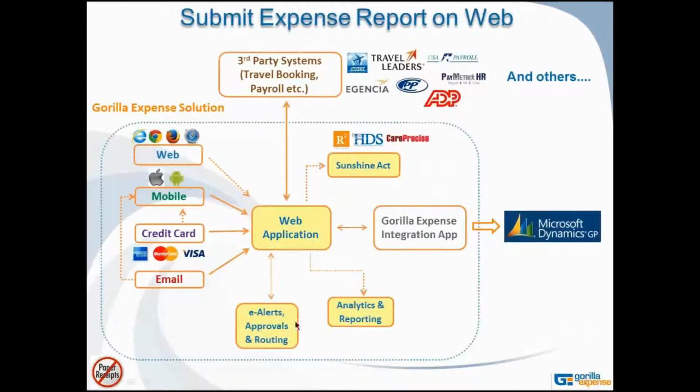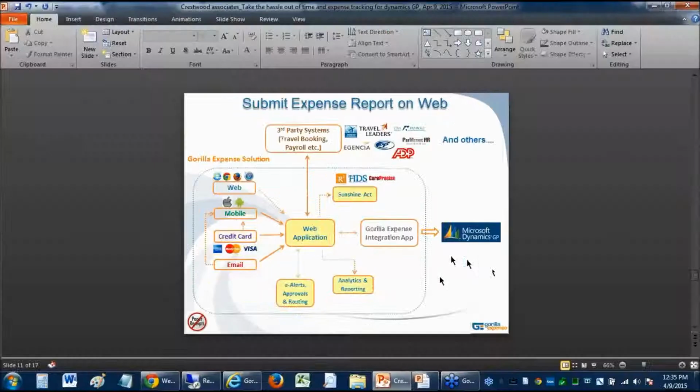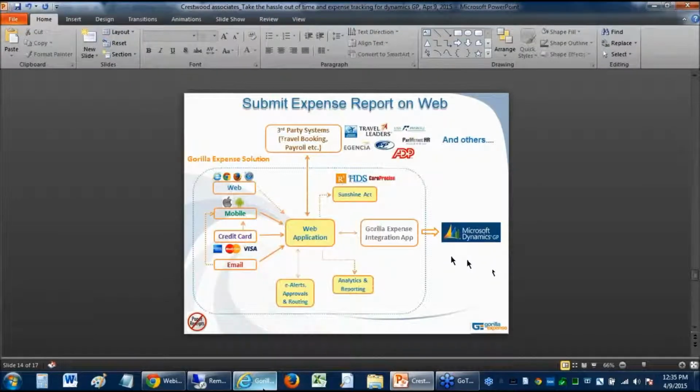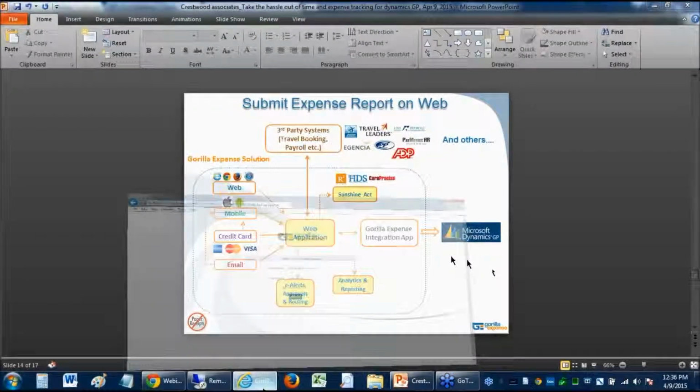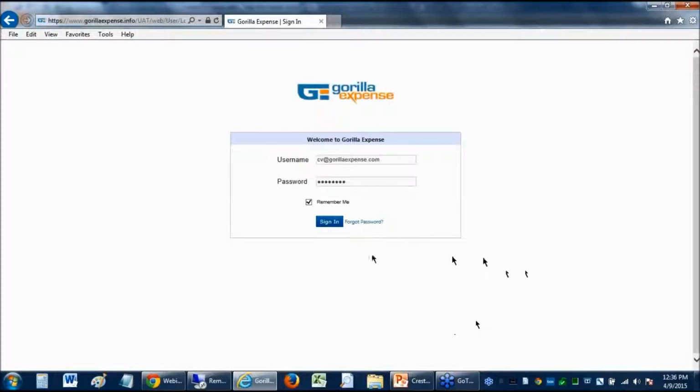So we'll focus on the web application. We'll look at the approvals. We'll approve an expense report, and then we'll just briefly touch upon the Sunshine Act module. And that's available on the mobile device as well. You can tag expenses with NPI numbers.